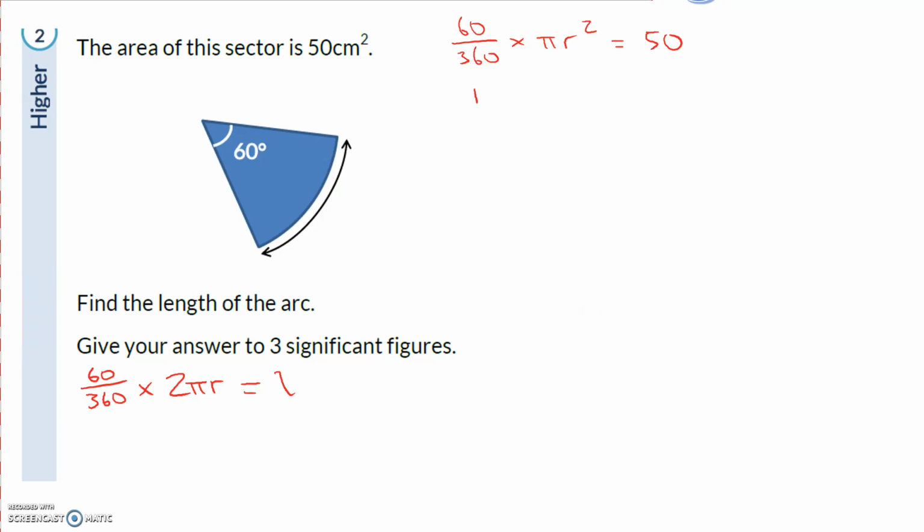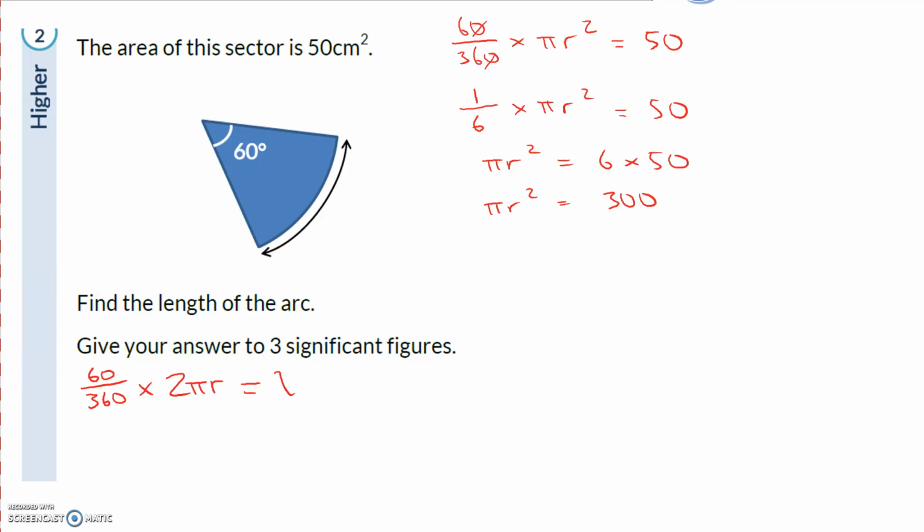Okay, 60 divided by 360. I think we could turn that into a sixth. We could cancel the 2 zeros there, divide the top and the bottom by 10, that leaves us 6/36, that's 1/6. So we've got 1/6 times pi r squared equals 50. If we multiply both sides by 6, that's going to give me pi r squared equals 6 times 50. So 300. We've got pi r squared equals 300.